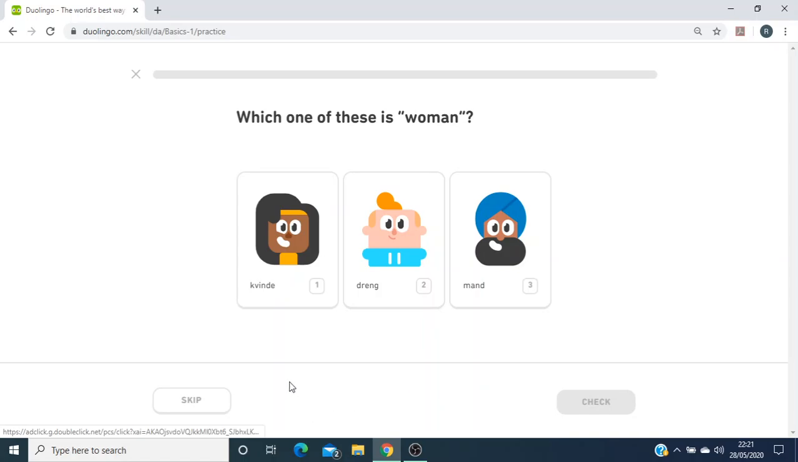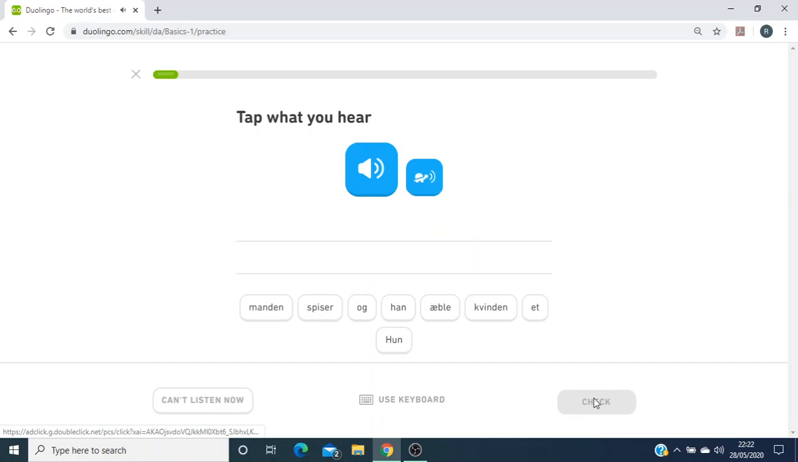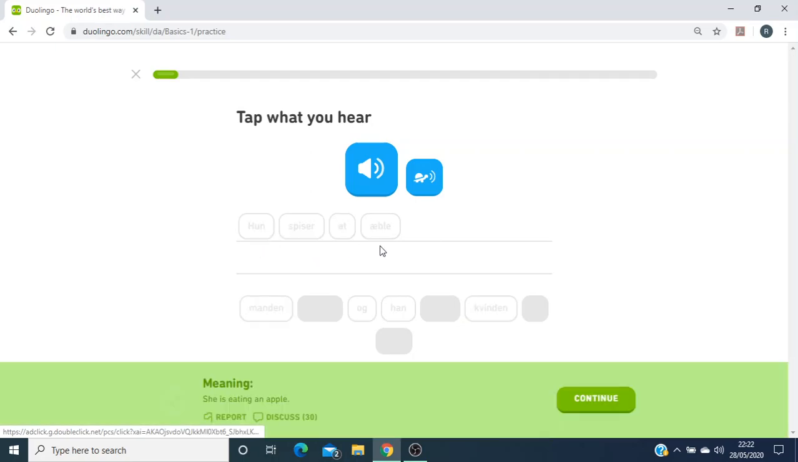So woman is kvinde. You start getting used to the strange Danish pronunciation. Hun spiser et æble. That means she eats an apple, or she is eating an apple.